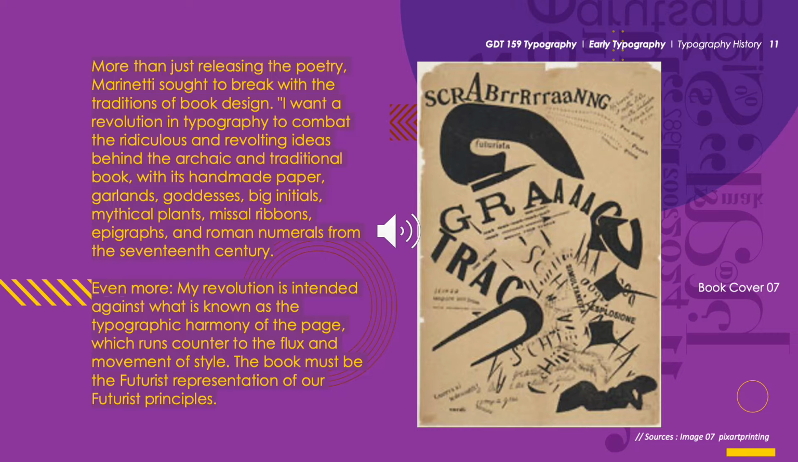More than just releasing poetry, Marinetti sought to break with the traditions of book design. "I want a revolution in typography to combat the ridiculous and revolting ideas behind the archaic and traditional books, with its handmade paper, garlands, goddesses, big initials, mythical plants, mystery ribbons, epigraphs, and Roman numerals from the 17th century. Even more, my revolution is intended against what is known as the typographic harmony of the page, which runs counter to the flow and movement of style. The book must be the futurist representation of our futurist principle."